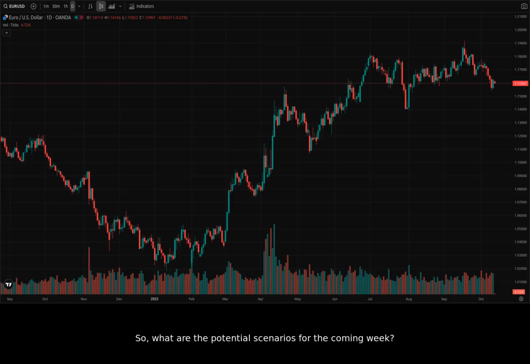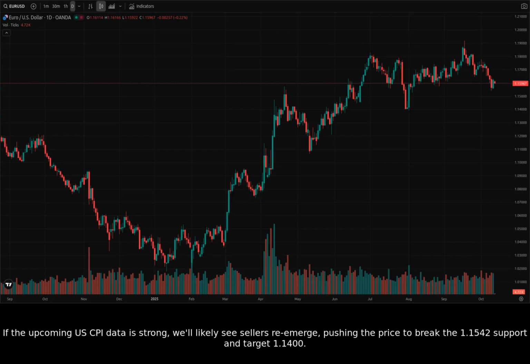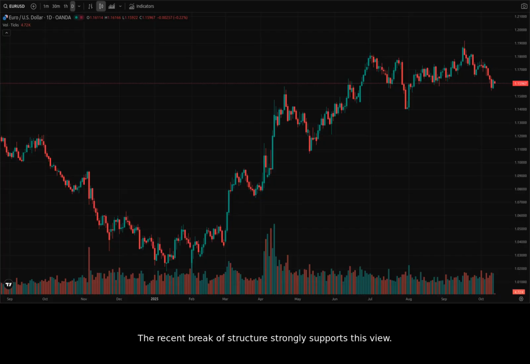So, what are the potential scenarios for the coming week? The bearish scenario, which I believe has a higher probability of around 65%, is that the current pullback is just a pause. If the upcoming US CPI data is strong, we'll likely see sellers re-emerge, pushing the price to break the 1.1542 support and target 1.1400. The recent break of structure strongly supports this view.